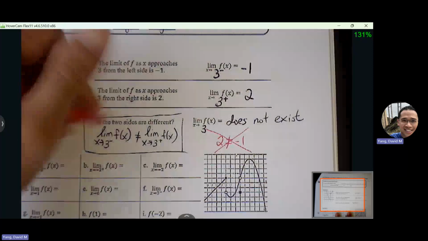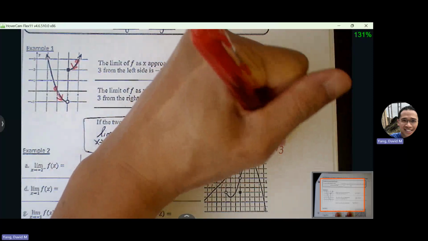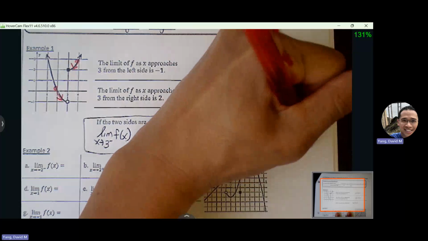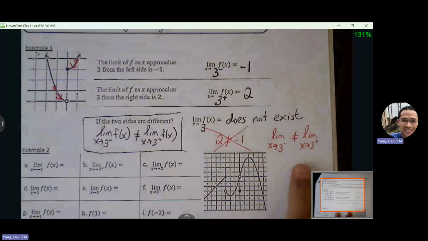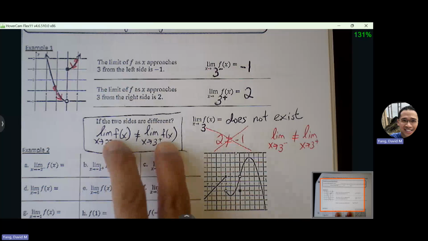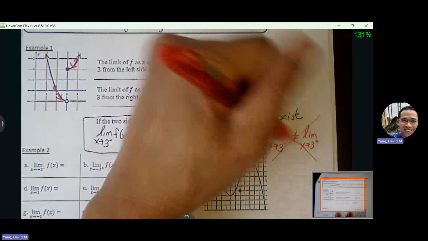Another way that students want to write it is this: limit as x approaches 3 from the left does not equal the limit as x approaches 3 from the right. And this is missing f of x, so we have to be able to indicate what function we are talking about. So we have to name the function. So make sure that you leave the f of x in your notation. This is also not correctly written.